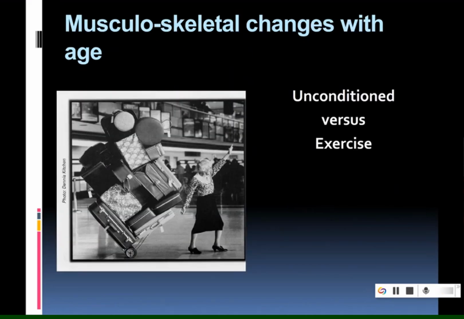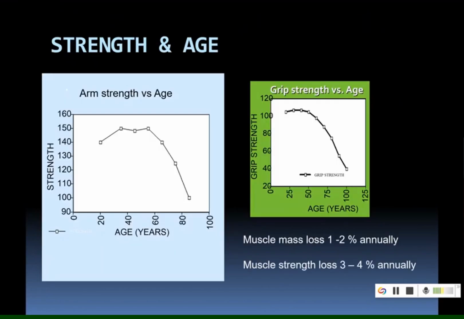So musculoskeletal changes with age, we need to think about who we are comparing to. Are these unconditioned people versus those that regularly exercise? But suffice it to say that there is a steady 1% loss of lean muscle mass per year after the age of 65. What we see here are age graphs going up to 100, and you can see the steady decline in both arm strength and grip strength. We actually recently published an article with Dr. McGrath that looked at asymmetry of grip strength as a proxy measure for functional disability in older adults.